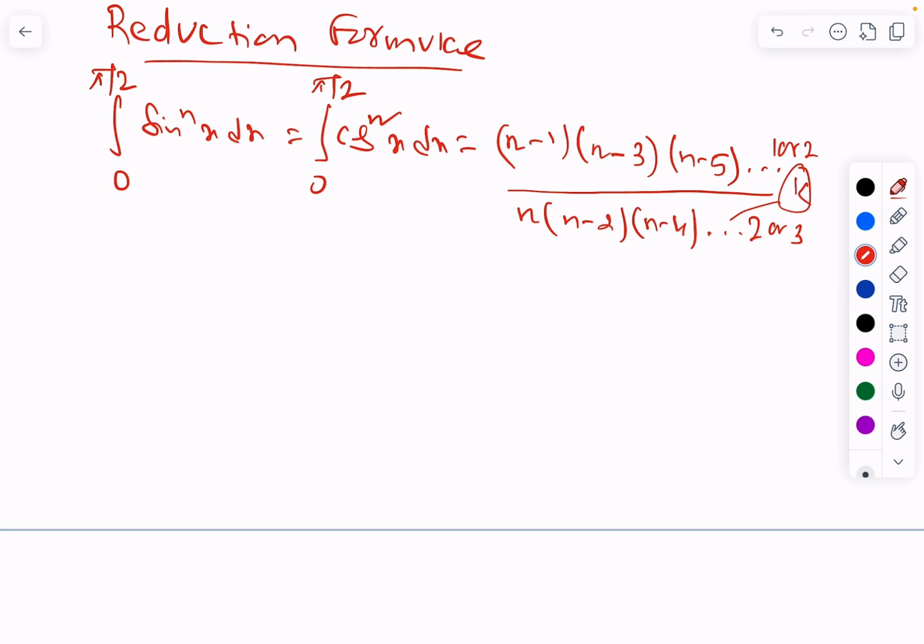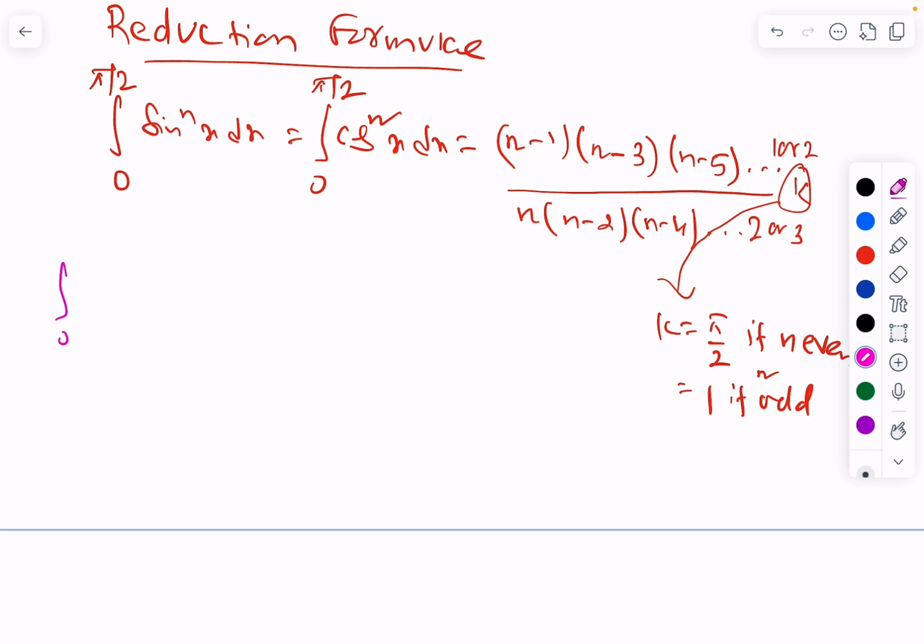So that k is pi by 2 if n is even, and if n is odd, then that k is 1. So basically it is like this.